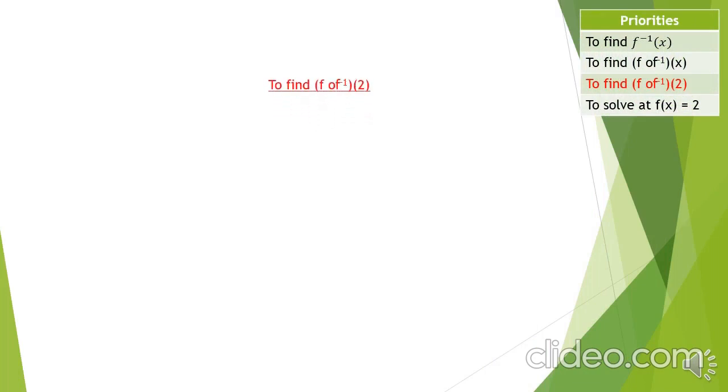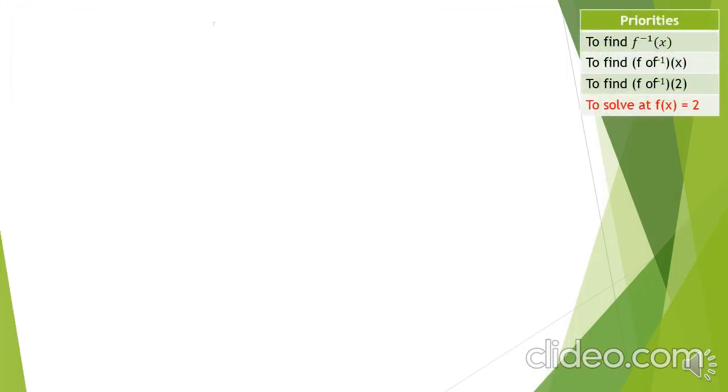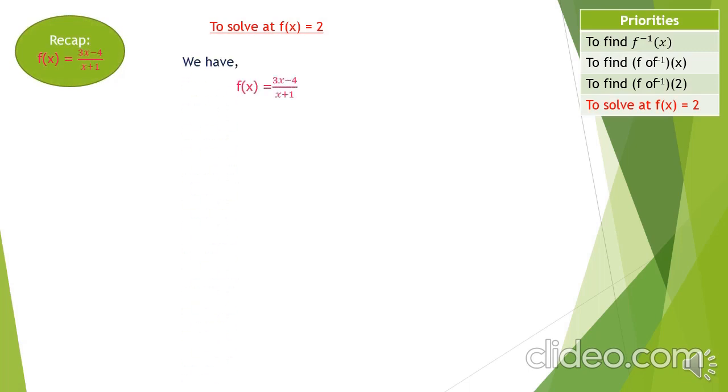Now we have to do f of f inverse 2. Now our input is 2. As it is an identity function, input and output will be the same, so the value will be 2. And solve fx is equal to 2. Now fx will be equal to 2. It's very easy. Now we have fx, you can see on the recap, we have our fx as 3x minus 4 by x plus 1, then that will be equal to 2.